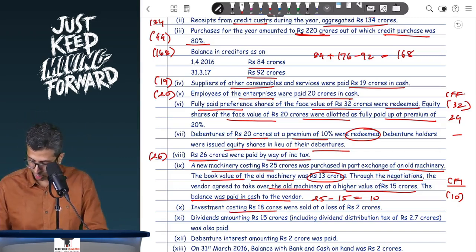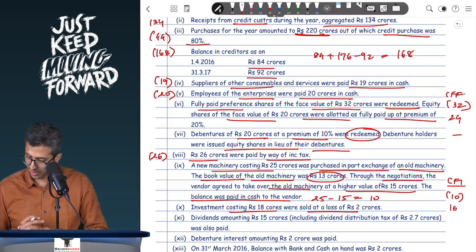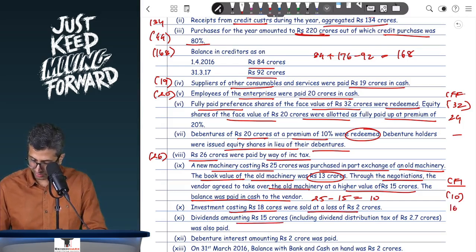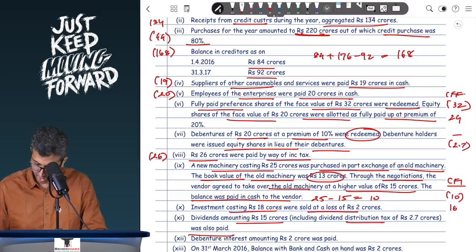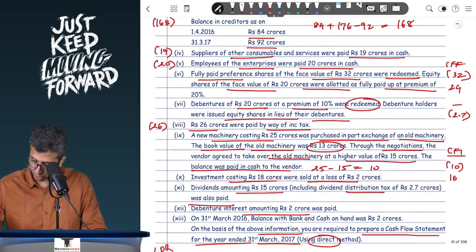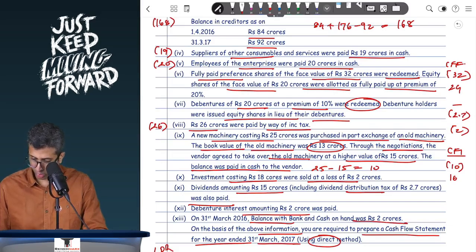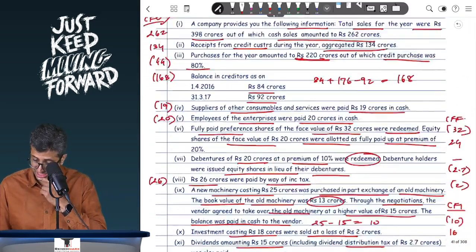Investments costing 18 crores were sold at a loss of 2 crores. So that means 16 में बेचे हो गया. Dividends amounting to 15 crores, including dividend distribution tax of 2.7 crores were also paid. So this will be 2.7 for dividend. Debenture interest amounting to 2 crores were also paid. 2 crores for debenture interest. And on 31st March 16, balance in cash and bank was 2 crores. This was at the start of the year.